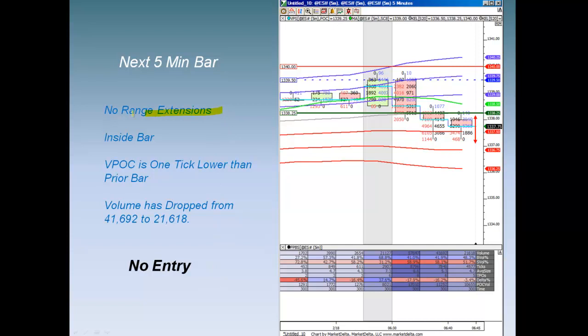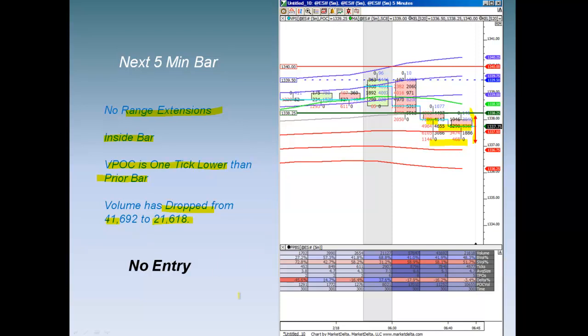We had no range extensions. If you look here, this bar did not drop any lower than the prior bar. It is an inside bar. The complete range of this bar is engulfed by the range of the prior bar. The volume POC is 1 tick lower than the prior bar, so we didn't have really a significant drop at all. And volume has dropped from 41,000 to about half, 21,000.